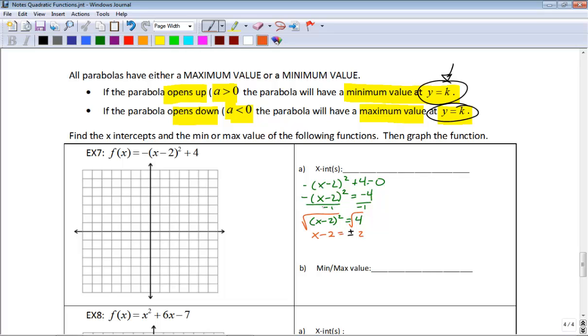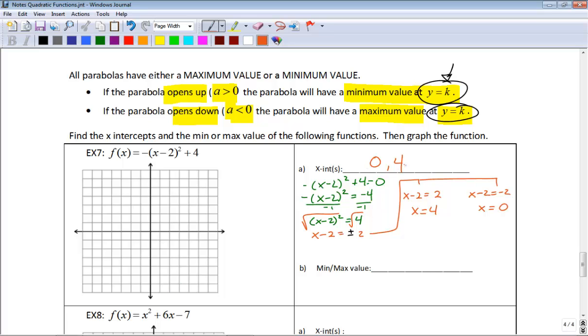Well, these are all pretty numbers, so let's go ahead and separate this out. So I have 2 equations. One of them is x minus 2 is equal to a positive 2. The other one's going to be that x minus 2 is equal to a negative 2. So going along here, I get x is equal to 4 and x is equal to 0. So I have 2 x-intercepts, 0 and 4, or 4 and 0.